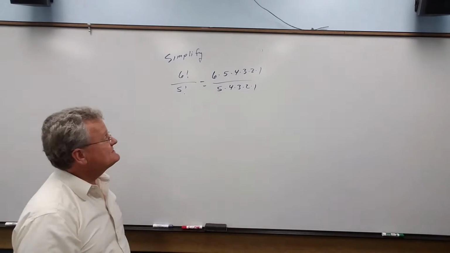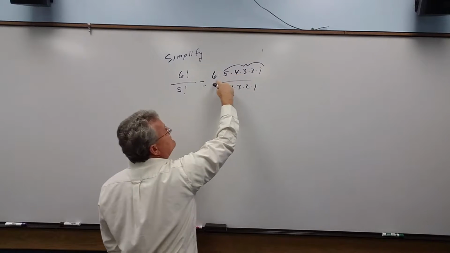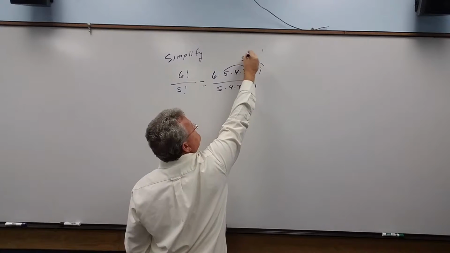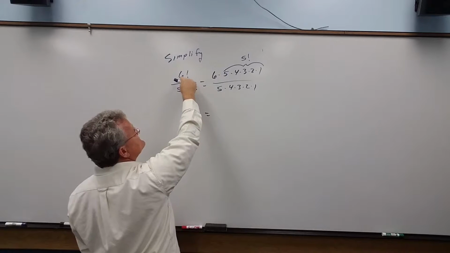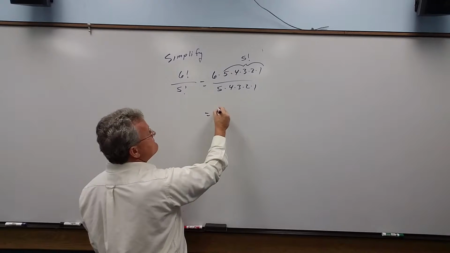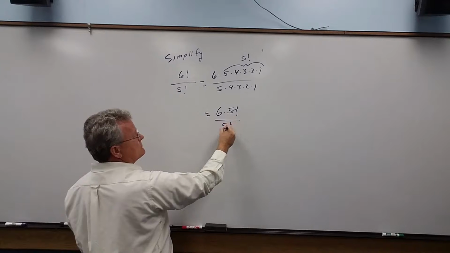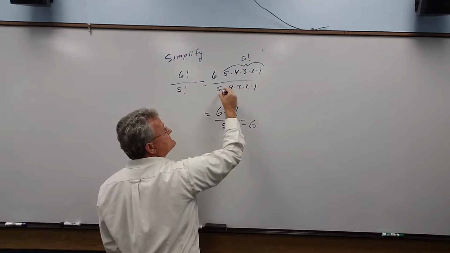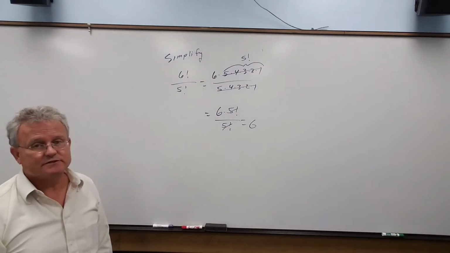All right, and then I say, well, notice in the expansion of 6 factorial, this right here is 5 factorial. So therefore, we could have written this as 6 times 5 factorial over 5 factorial. And the 5 factorials cancel and we're left with 6. Just like we see up here, this is 5 factorial. That cancels with that and we're left with 6.